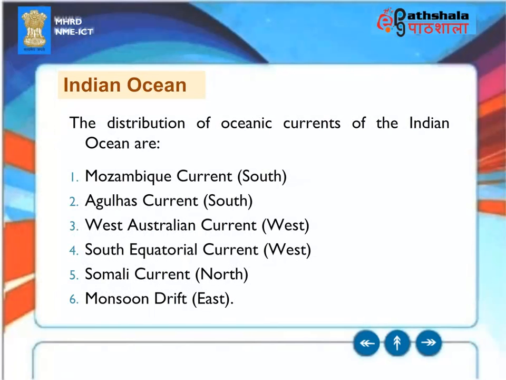Indian Ocean. The distribution of oceanic currents of the Indian Ocean are Mozambique current south, Agulhas current south, West Australian current west, South Equatorial current west, Somali current north, and monsoon drift east.